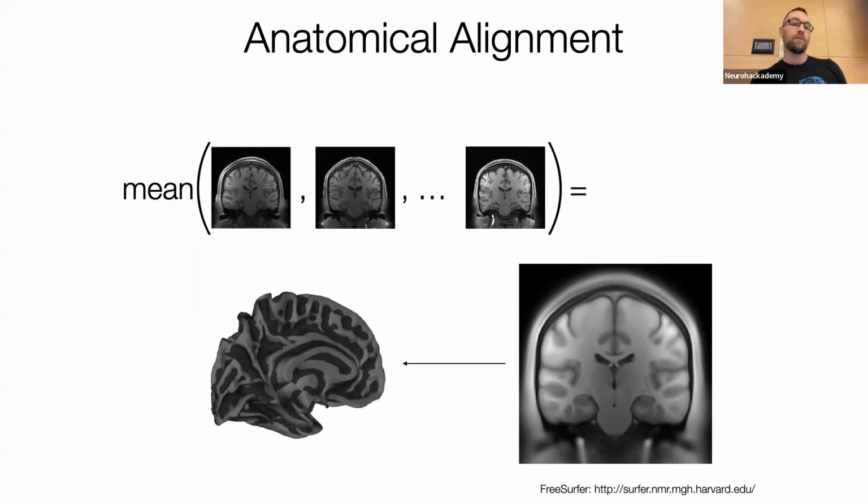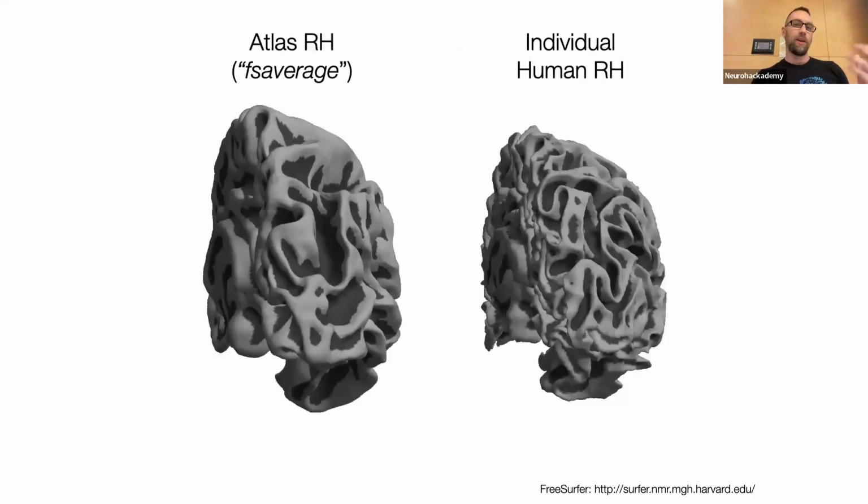And you can make a 3D model of this brain, which FreeSurfer does too. FreeSurfer will take your segmentation and turn it into one of these 3D models. And the idea is, okay, now we have this atlas brain. It's made from the average of a bunch of subjects, and that's the FS average brain. That's actually where the FS average in FreeSurfer comes from, is that average. And on the right, we have this individual actual human brain.